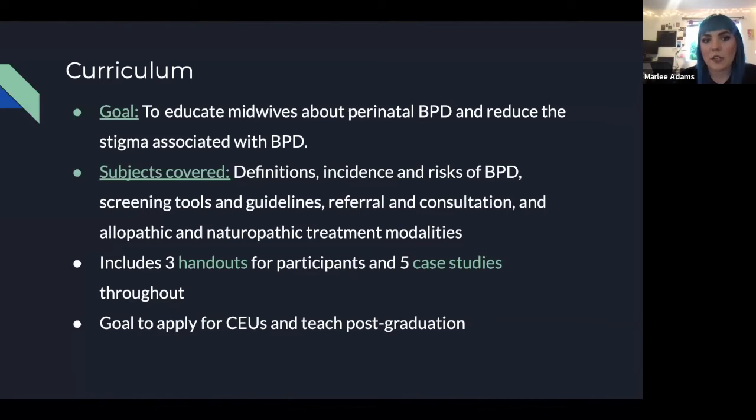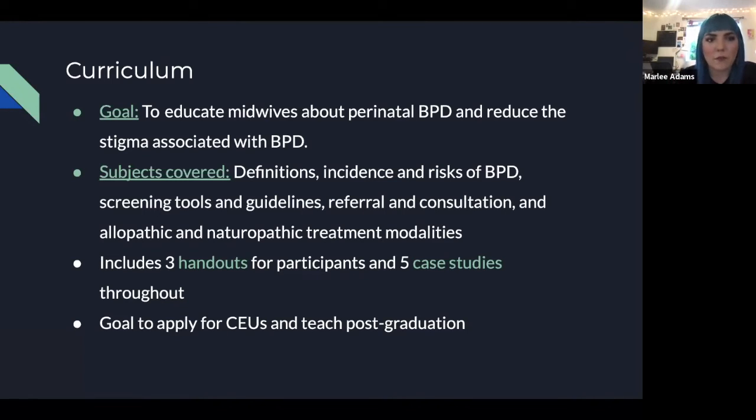Many of the things I talk about in it, we have gone over briefly today. Something else I added in was referral and consultation guidelines for community-based midwives. Essentially, when do they need to see a counselor, a psychiatrist? When do they need inpatient care? That sort of thing, as well as just more information about all the topics discussed.